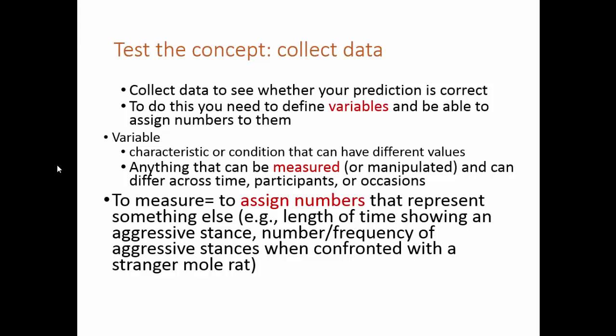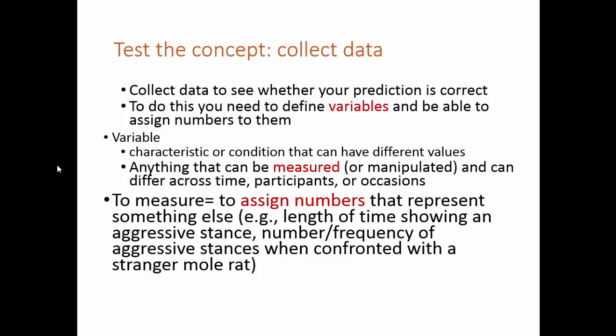A variable is a characteristic or a condition that can vary, for lack of a better way to put it. It can have different values. Anything that can vary. Another way to put it is that a variable is anything that can be measured or manipulated, causally manipulated, and can differ, it can vary, across time, across participants, or across situations on different occasions.